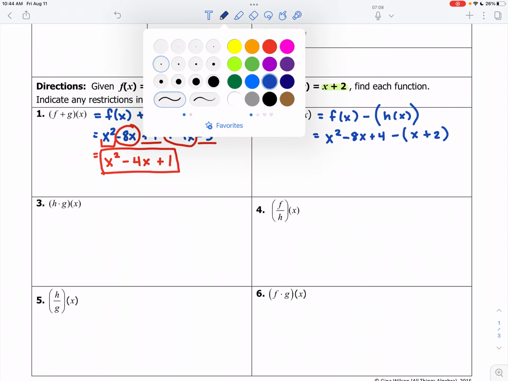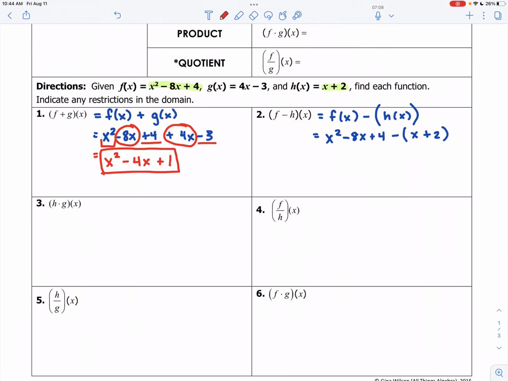Now here, because we do have that subtraction, we're going to need to distribute before we can combine like terms. So when we write this down, we get x squared minus 8x plus 4 minus x minus 2. And now we can combine our like terms, starting with the largest exponent, x squared. And then we have a negative 8x and a negative 1x, which is a negative 9x. And then 4 minus 2 is a positive 2. And that's how we do adding and subtracting in function notation.